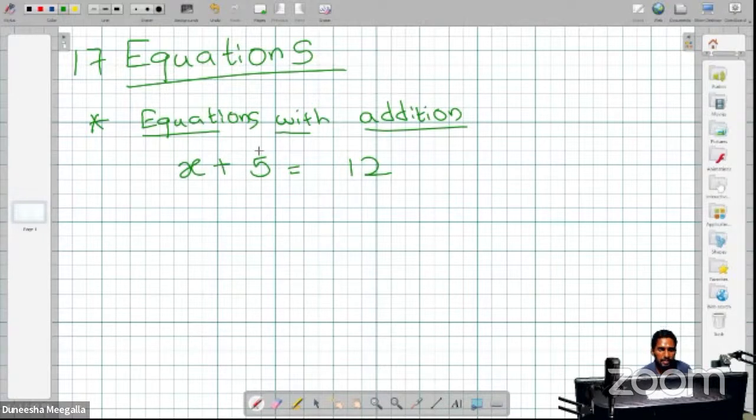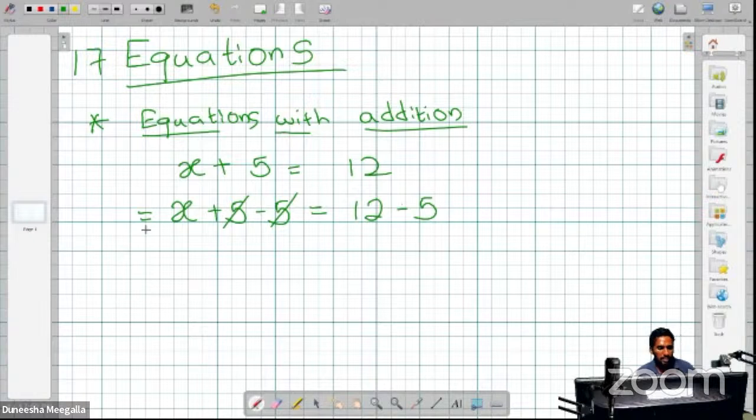First, we have to remove the plus 5. So, we have to add minus 5 to the left side. Now, for the equation to balance, we have to do the same to the left and right. 12 minus 5. Then plus 5 and minus 5 we can remove. What is 12 minus 5?